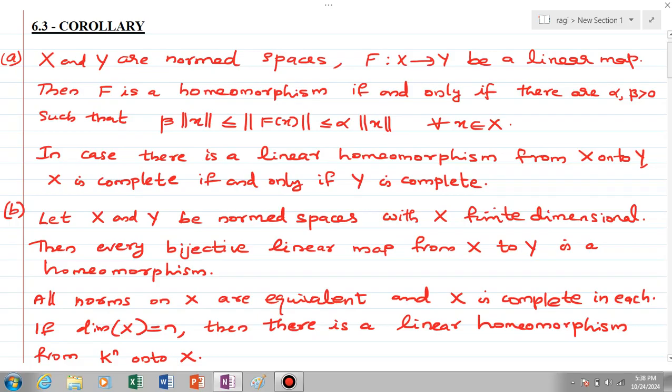In case there is a linear homeomorphism from X onto Y, X is complete if and only if Y is complete.